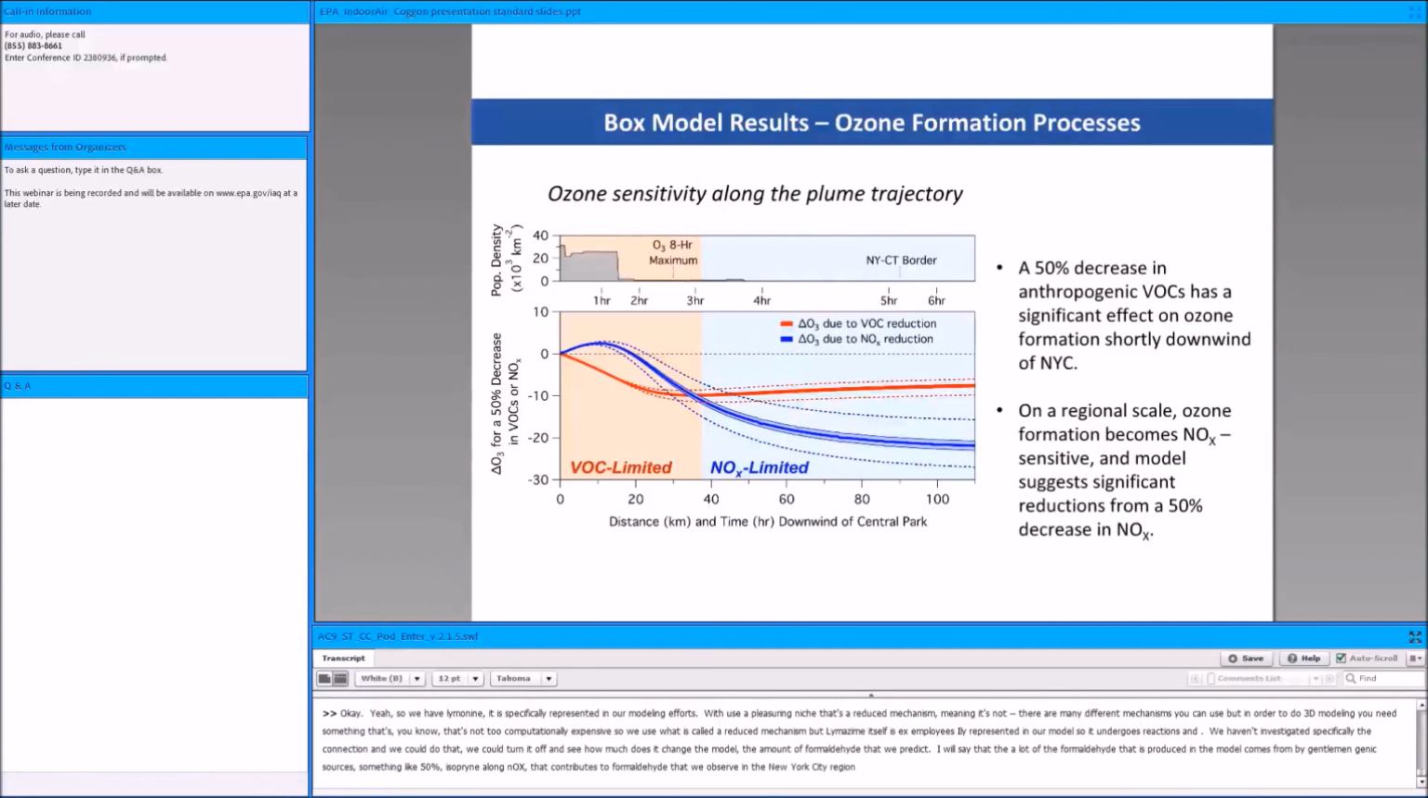It's not clear how much anthropogenic monoterpenes might contribute to the total formaldehyde signal, but it's something we could test, and we haven't necessarily done that, but the model is set up to address that question.